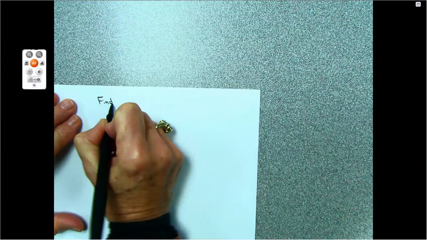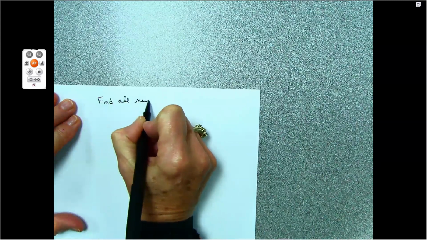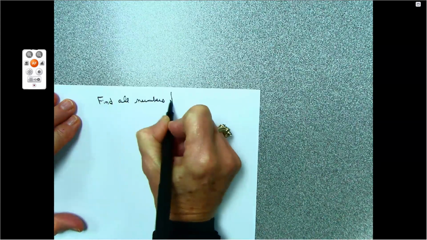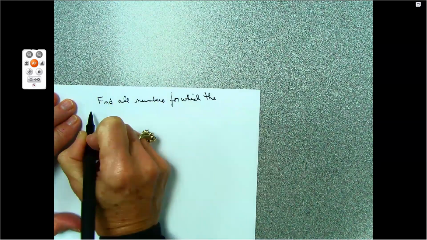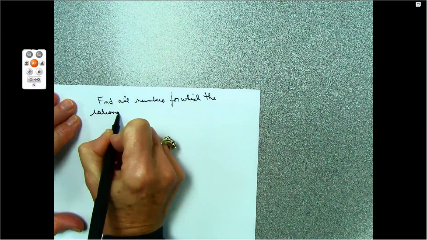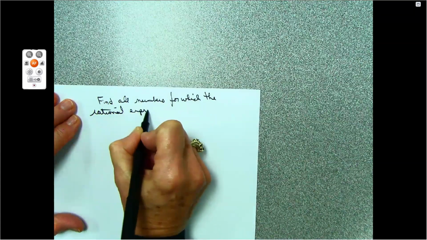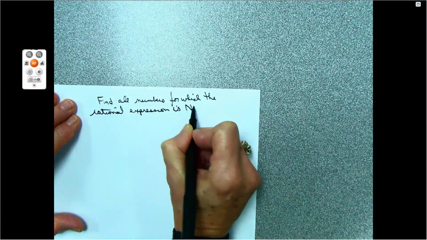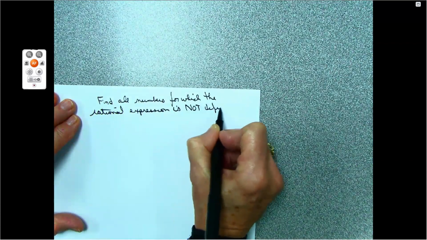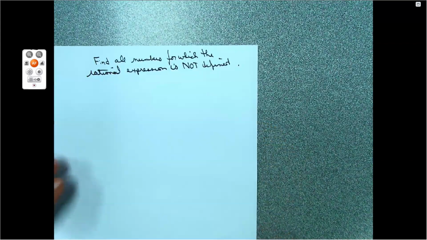Find all numbers for which the rational expression is not defined. Okay, common directions.